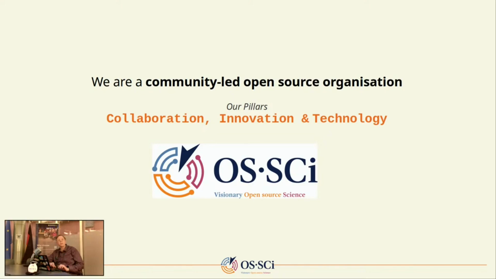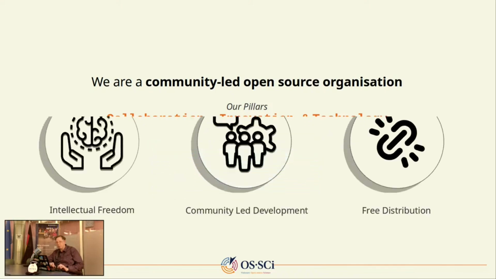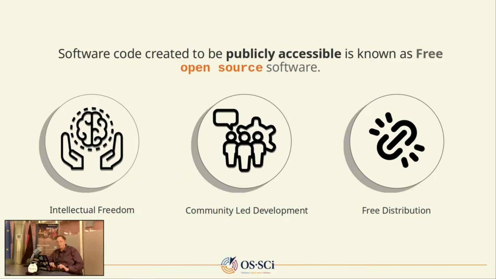We are a community-led open source organization, and we believe in collaboration, innovation, and of course technology. Probably you understand already what open source is right now, right? We didn't explicitly tell it, but open source is basically based upon the 4 freedoms of software, which means that you are able to read the software code, you are able to use it as you want, you are allowed to make changes to it, and finally you're also allowed to redistribute it. This is what it's all about when we're talking about open source.